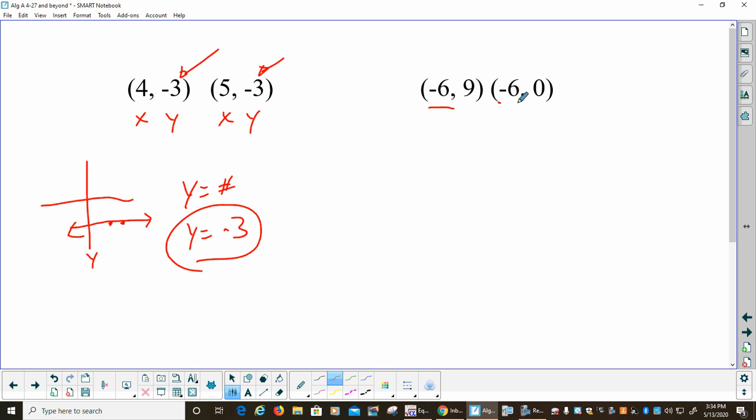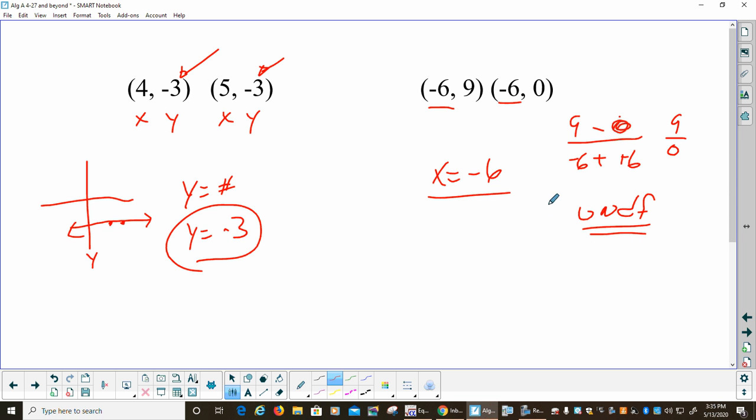This one, you go, oh, the x's are the same. So it's vertical. X equals negative 6. And you're done. There's nothing more to do. You can go ahead and find the slope if you want. So y's, negative 6, negative 6. It goes positive. It's 0. Took me a minute there. 9 minus 0 is 9. Negative 6 plus 6 is 0. I can't divide by 0. So the slope is undefined. When your slope is undefined, it's a vertical line. So you just have x equals negative 6.